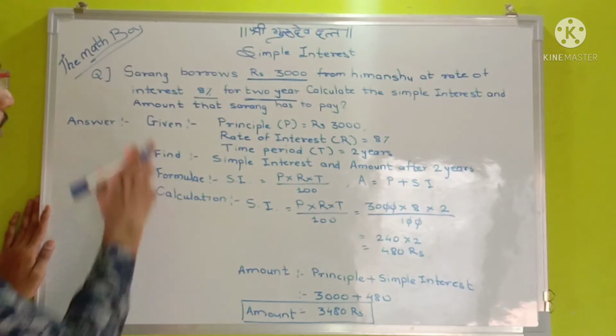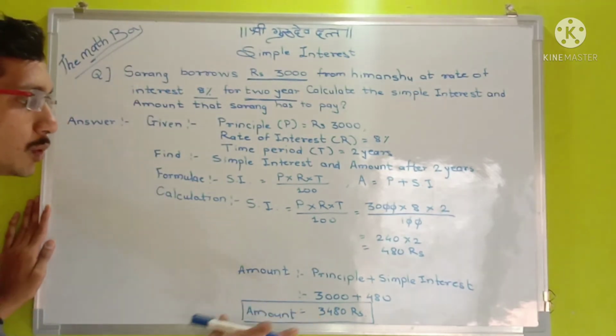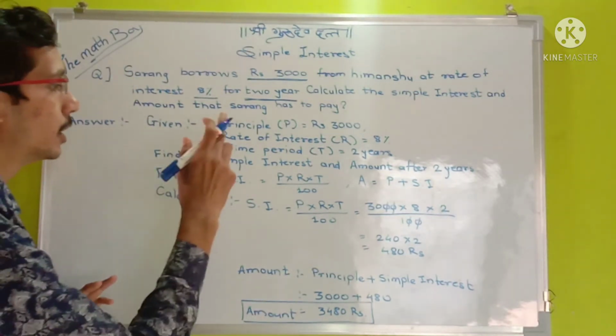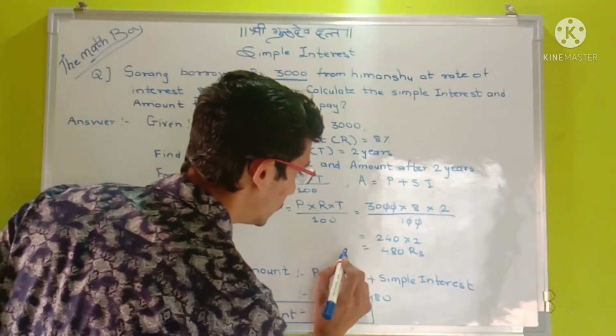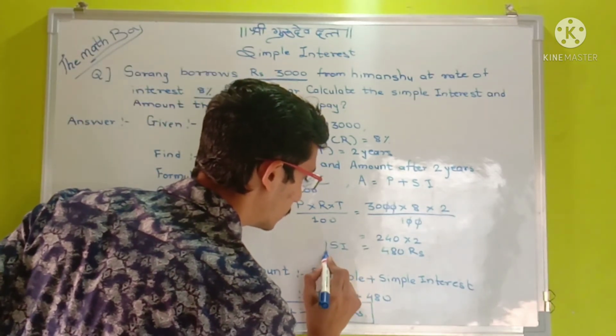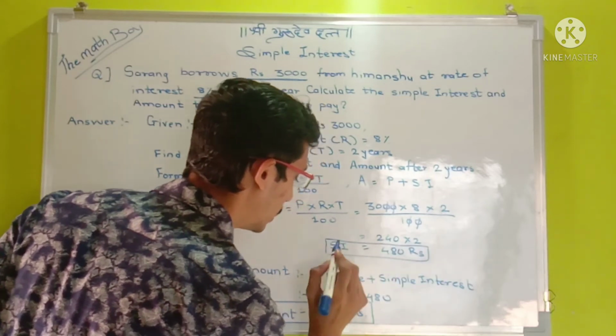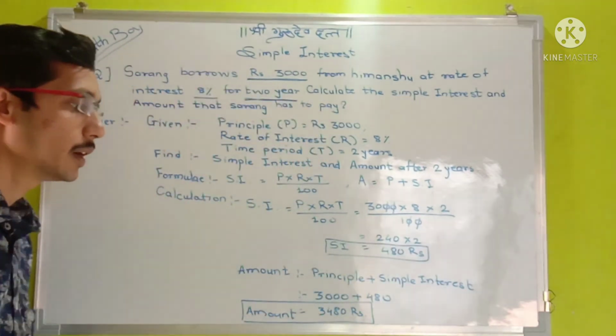After 2 years, Saran has to pay 3480 rupees to Himanshu, and our simple interest is 480 rupees and the amount is 3480 rupees.